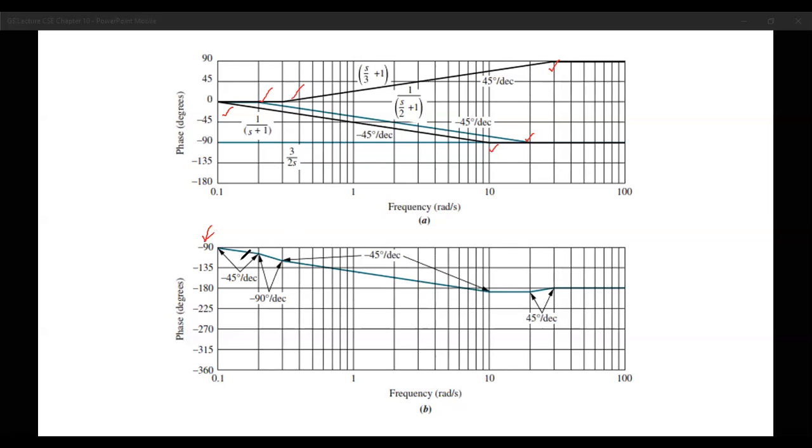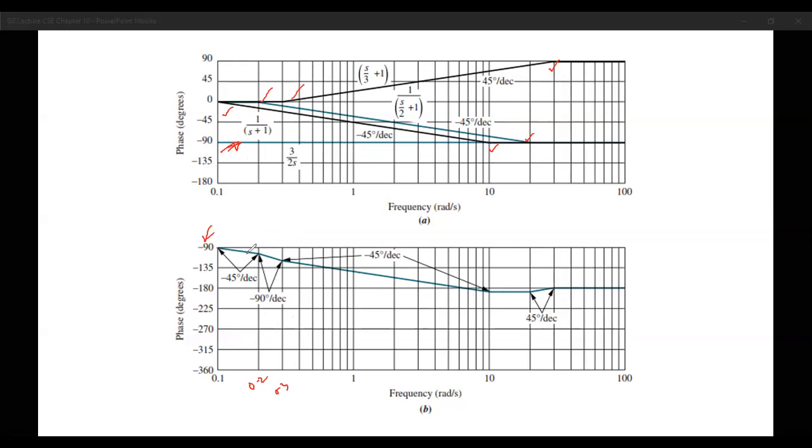So now combining all three, minus 90 degrees from the pole at the origin. So we start with that one, minus 90 degrees. Then from this point to this point, so point 1 to point 2, then point 3.